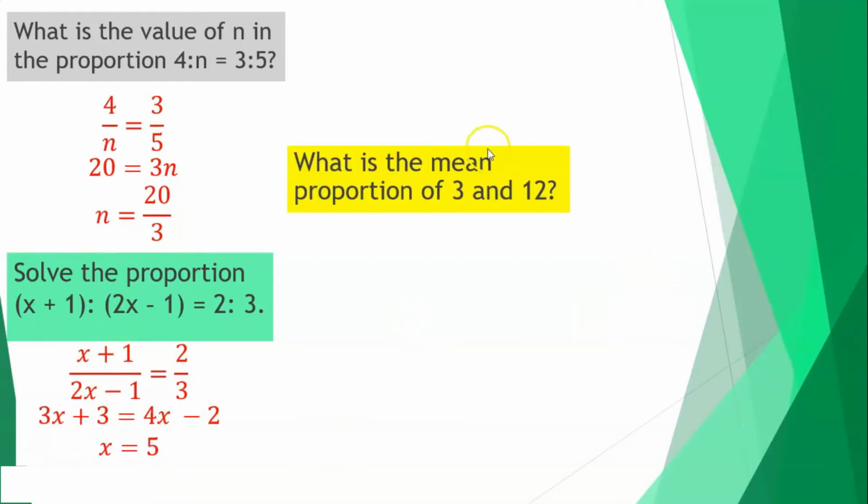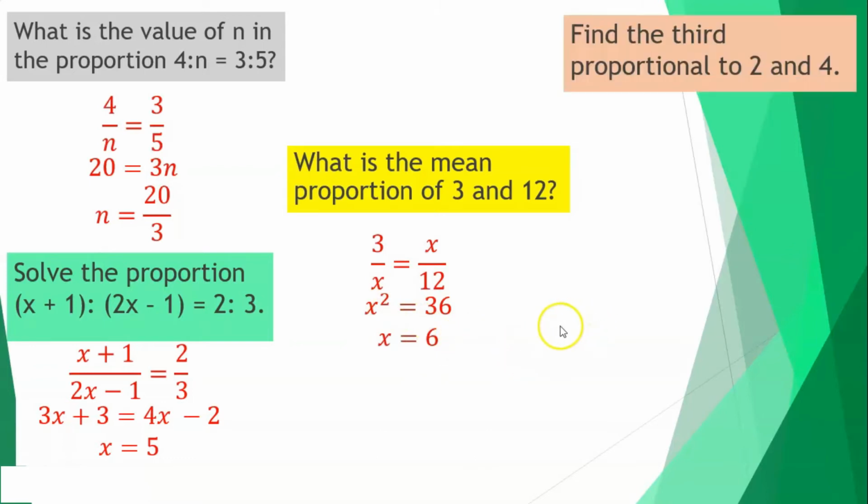Okay, another. What is the mean proportion of 3 and 12? So again, to do this, we can have 3 over x is equal to x over 12. Or we can simply multiply, then get the square root. Getting the square root of both sides, our mean proportion, or geometric mean, is 6.